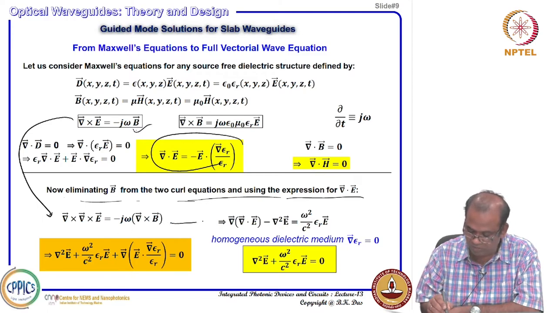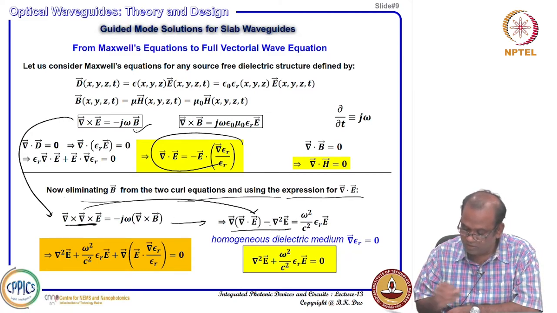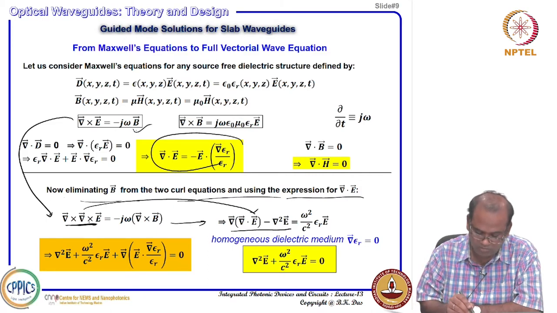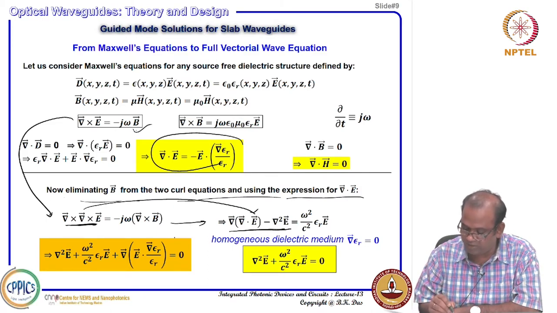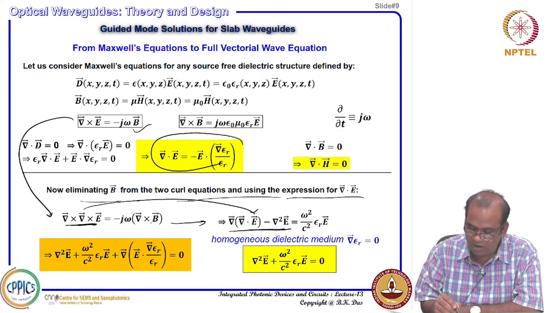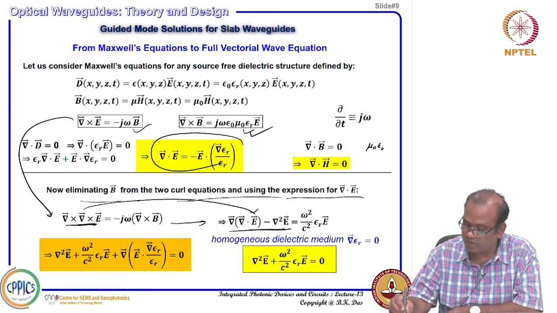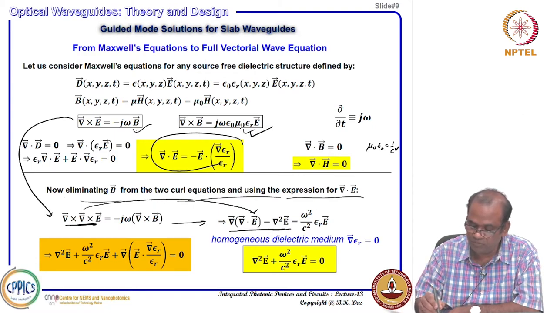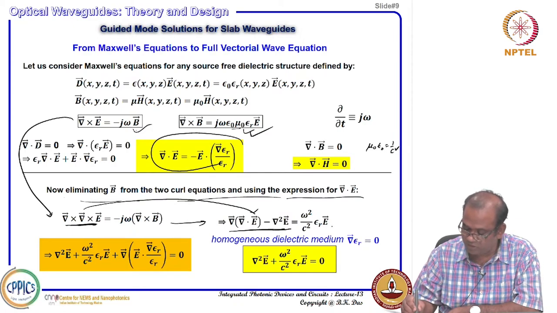If you simply follow it, the left hand side can be written like this, according to the A cross B cross C vector identity. On the right hand side, curl of B you put like this, and mu 0 epsilon 0 you write as 1 by c square. With one more j omega, the minus sign becomes plus, so omega square by c square. The right hand side is only the expression for the electric field.